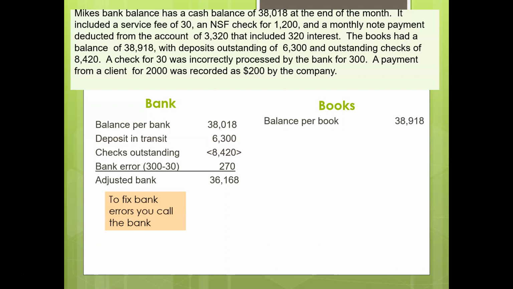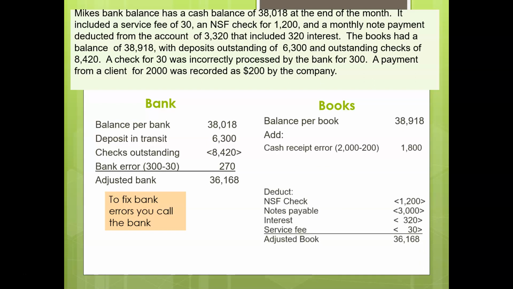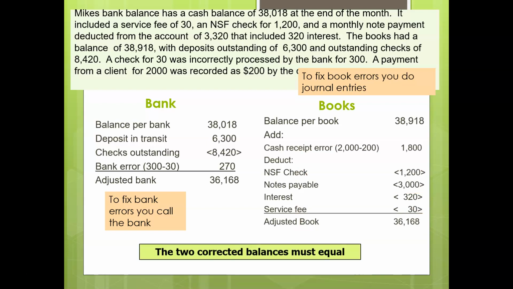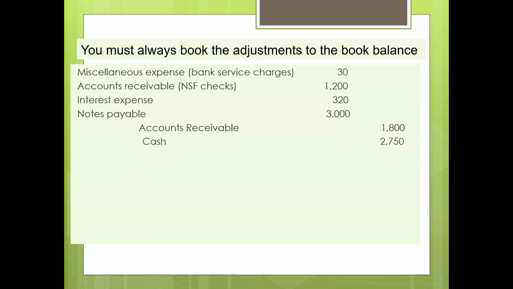The books. There's your beginning balance. We're going to add in the cash receipt error. And we're going to deduct the non-sufficient funds check, the notes payable, the interest, and the service fee. And if you notice, we balance. Now, to fix these, we have to do journal entries. And again, these both must equal. Now let's look at our journal entries. And this is what they would look like. So, that's how you do a bank reconciliation.